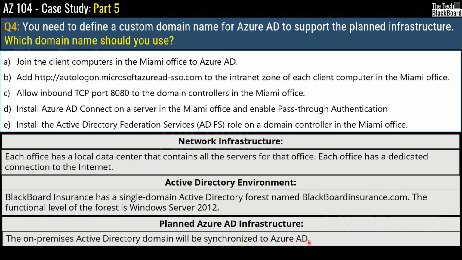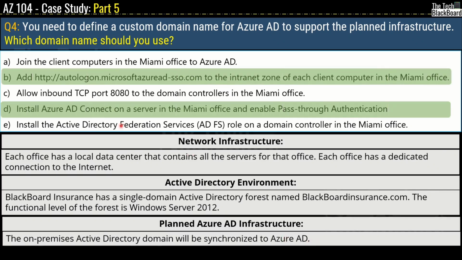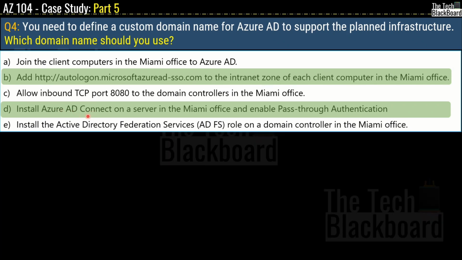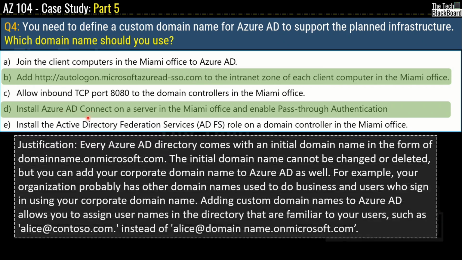Now let me first show you the answers or the options that we have chosen, and then I will give you the proper justification for the same. So here it comes, option B and option D. And now comes the justification for the same.